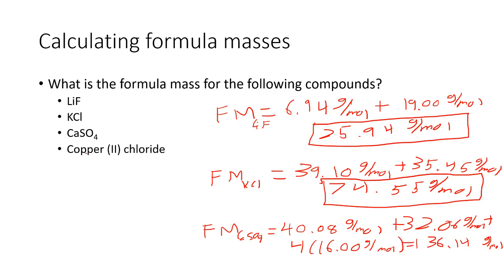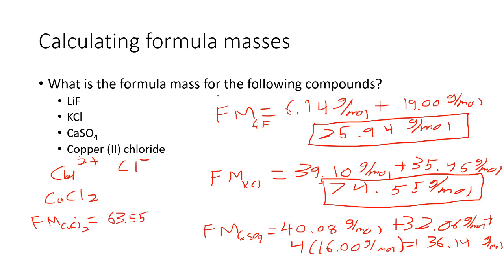Finally, we have the copper 2 chloride. So you may note here, you'll have to be able to exchange the name into the chemical formula before you can do the formula mass. So here, copper, Cu, has a 2+ charge, and chlorine has a -1 charge. That means I'm going to need 2 chlorines to make this molecule, since I need to equal this 2+ with a 2-. So this is CuCl2.